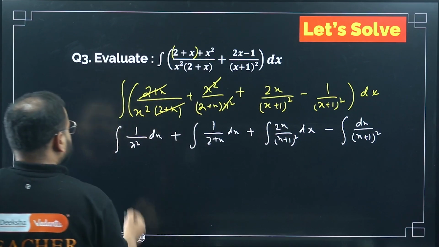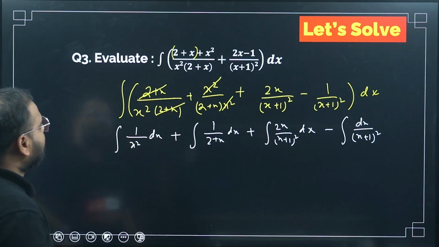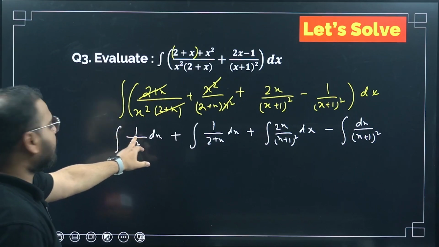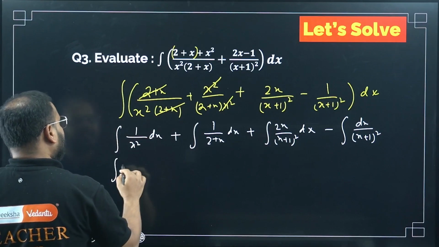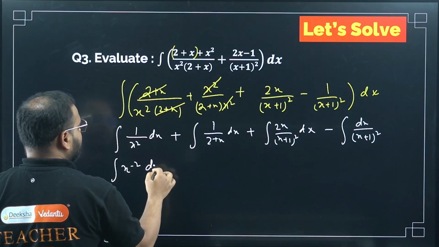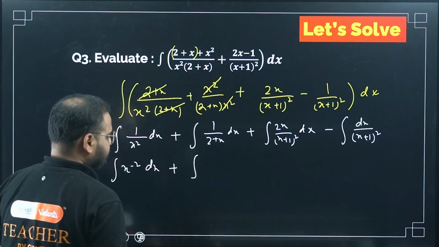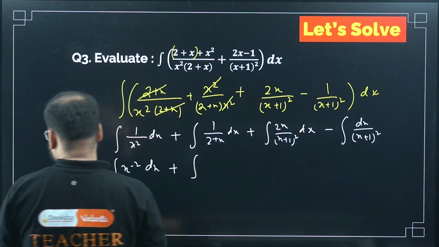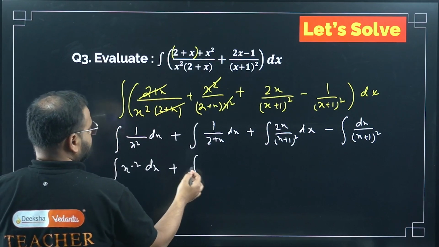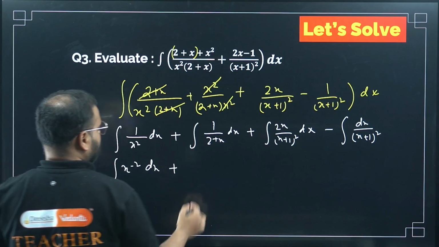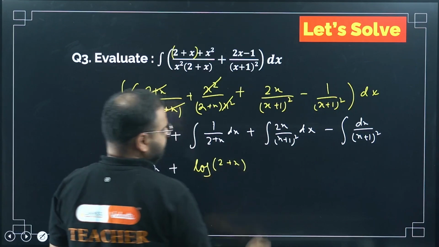Okay, let's see. Over here, if you check, what is this? 1 upon x square means x power 2 in the denominator, so I can write it as x power minus 2 dx. What about this? Integration of this is very simple: log of 2 plus x. Correct or not?